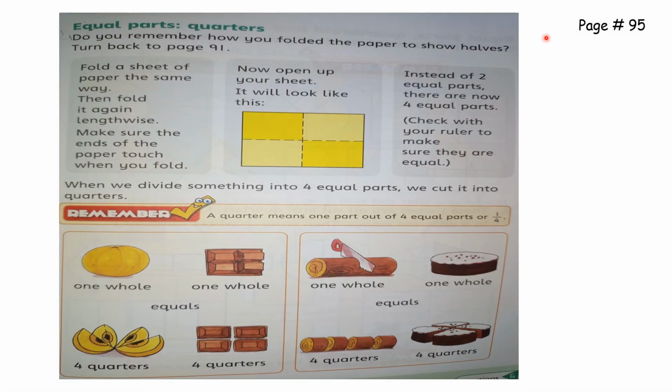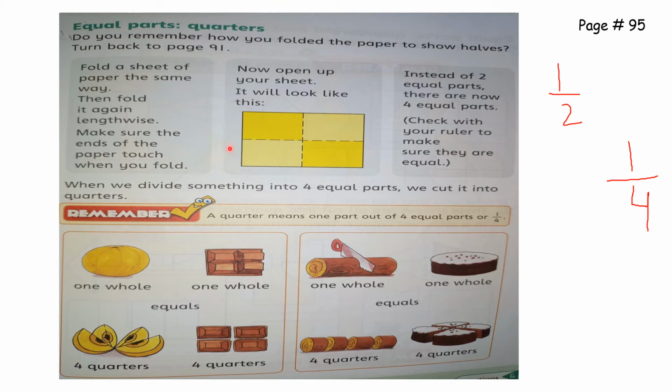Okay, now come to page 95. We have done studying about halves. Now we are going to study about quarter. Okay, what was half? 1/2. When one whole is divided into two parts, that is called a half. But when one whole is divided into four equal parts, that is called quarter. That is called quarter, just like it is done here.